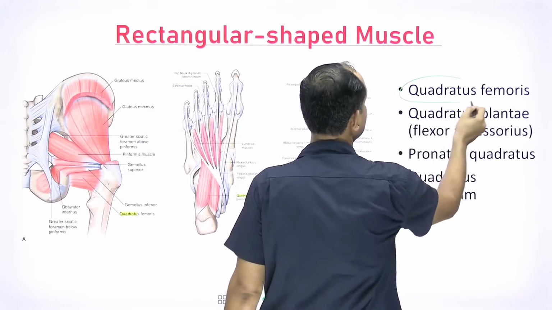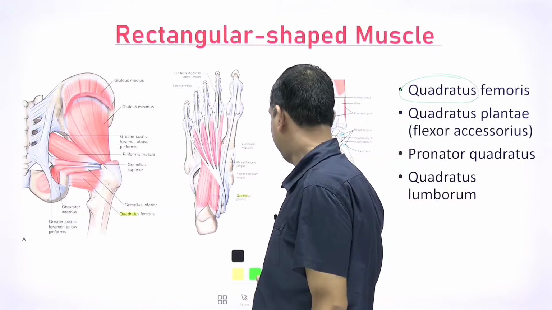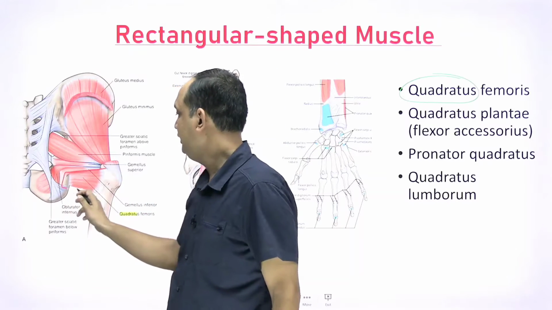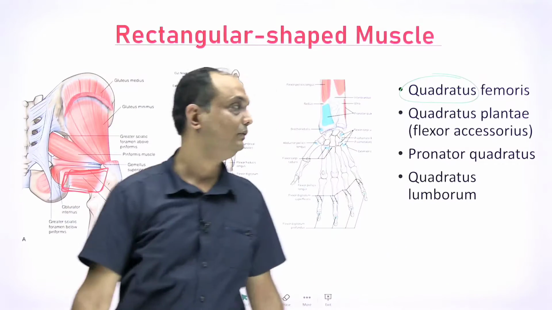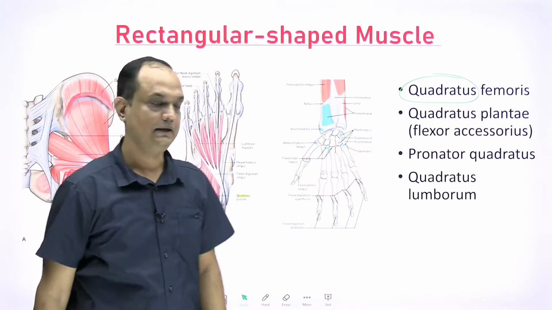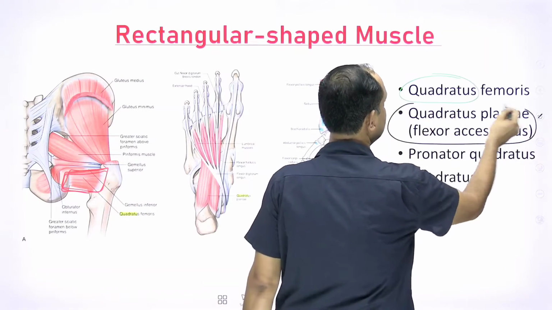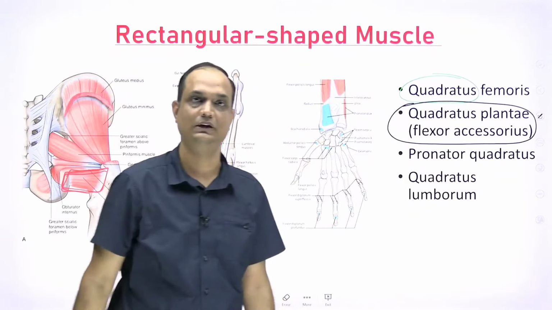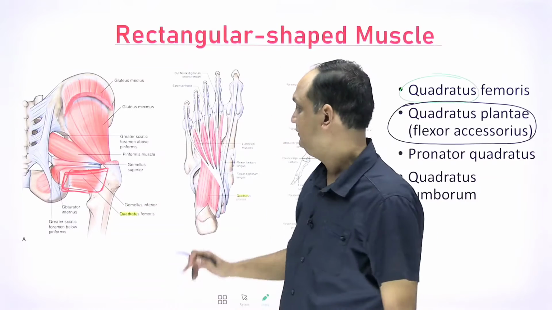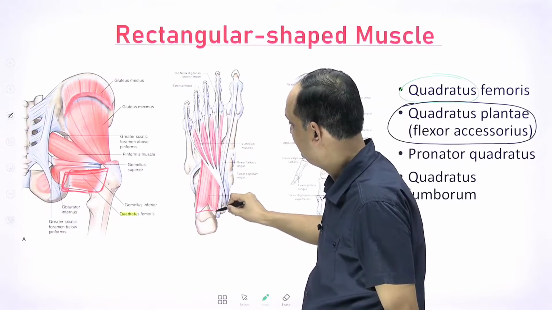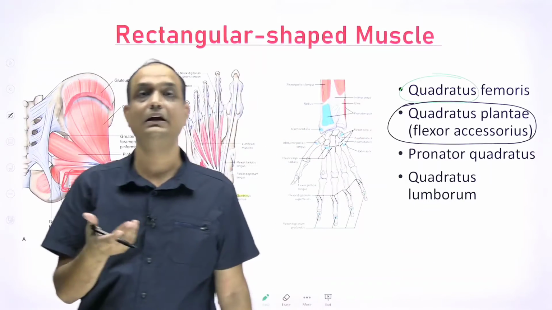One is quadratus femoris. You know where the quadratus femoris is? It is present in the hip area, deep to the gluteus maximus muscle. So this is the first quadratus. The second quadratus is quadratus plantae. Now most of the students miss this muscle. Why do they miss it? Because its name is flexor digitorum accessorius. But when you see the shape of the flexor digitorum accessorius, it is again rectangular, a muscle of the sole, and it is known as quadratus plantae, which is another name of the muscle.